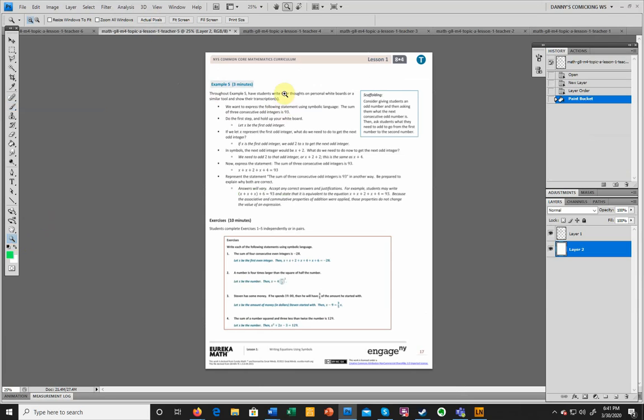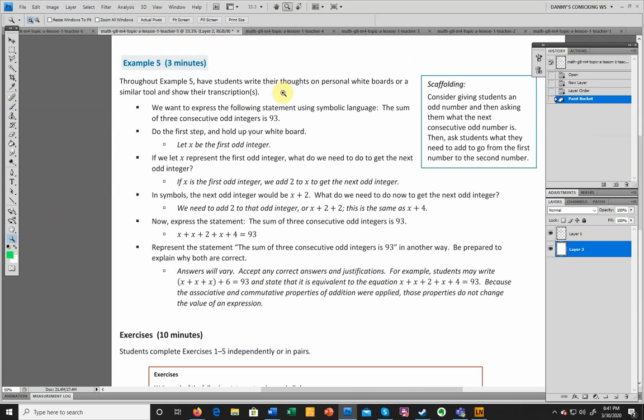Example 5, we're moving right along. We're almost done. So, we want to express the following statement using symbolic language. The sum of 3 consecutive odd integers is 93. Odd, not even, remember that. So do the first step. Let x be the first odd integer.